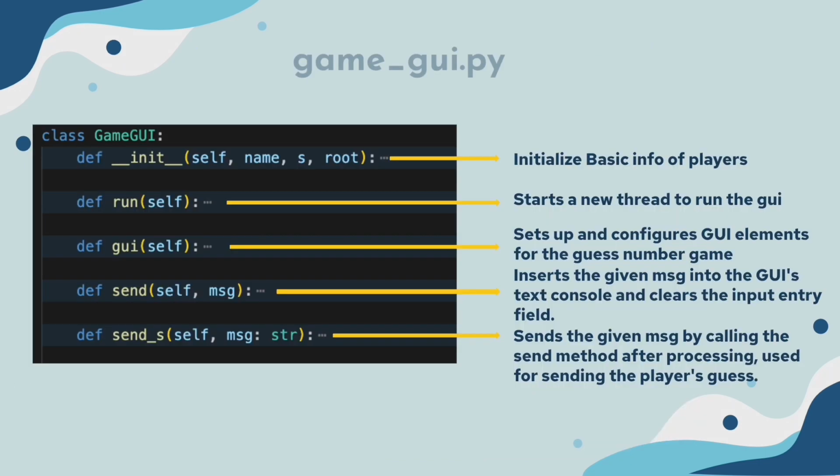The game GUI file is a crucial part in this project. We define functions. The initialize function initializes basic information of players, the run function starts a new thread to run the GUI, and the GUI function sets up and configures GUI elements for the guess number game. The send function inserts a given message into the GUI's text console and clears the input entry field. And then the send-as function helps us send a given message by calling the send method after processing, used for sending the player's guess.